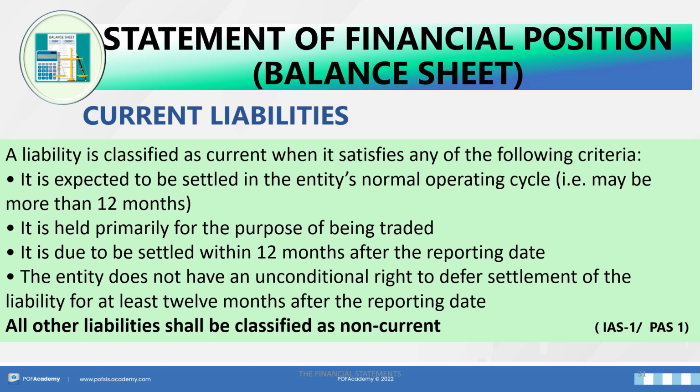First, it is expected to be settled in the entity's normal operating cycle. Next, it is held primarily for the purpose of being traded. Next, it is due to be settled within 12 months after the reporting date. And the entity does not have an unconditional right to defer settlement of the liability for at least 12 months after the reporting date. And if it does not fall under these criteria, the liability is classified as non-current.